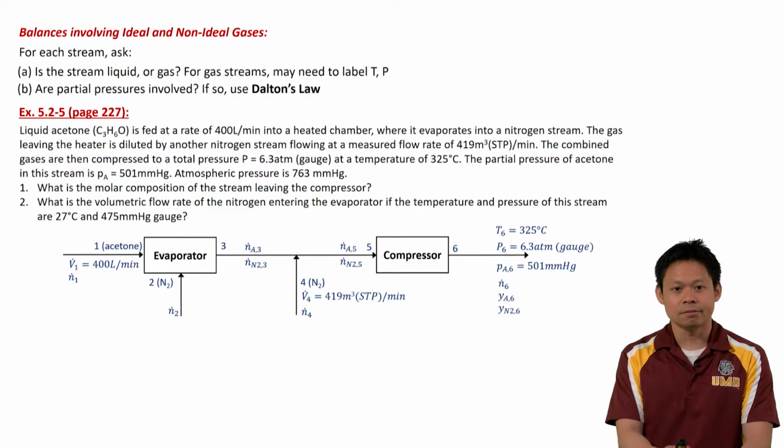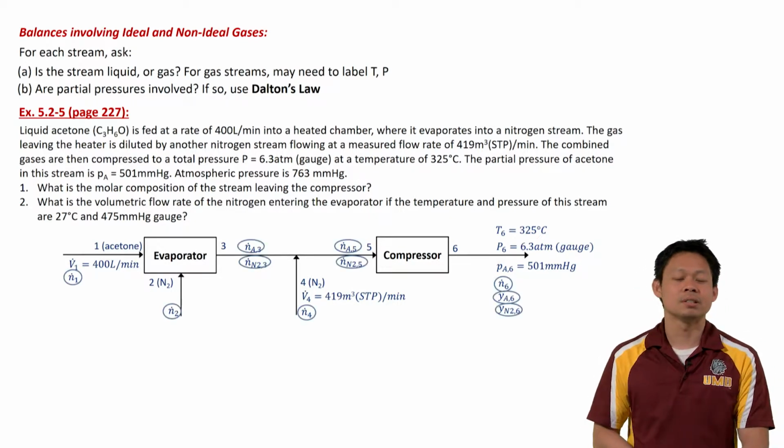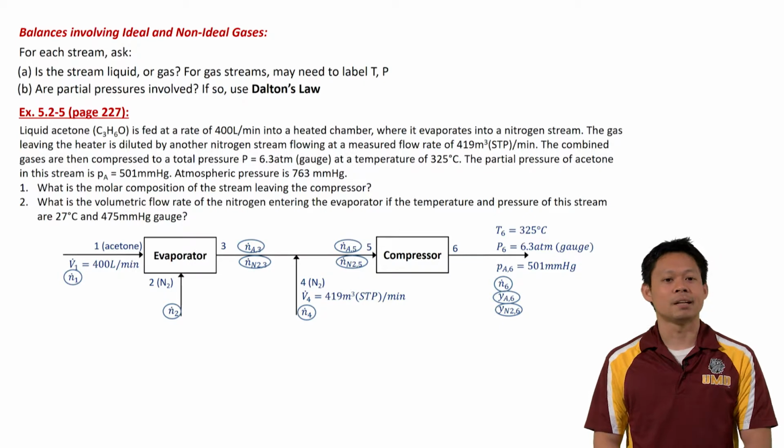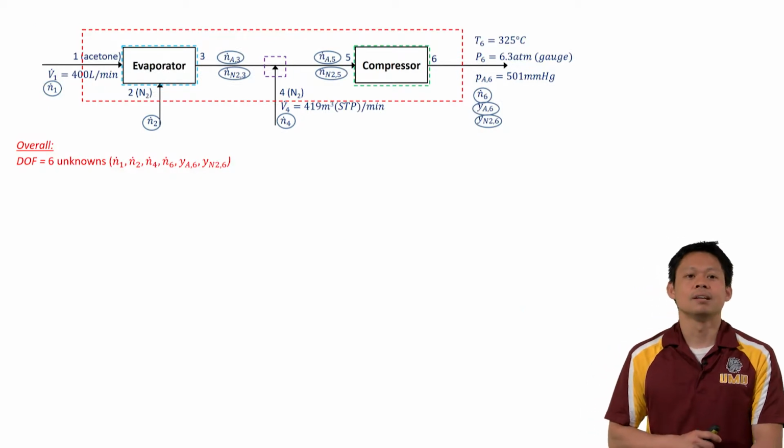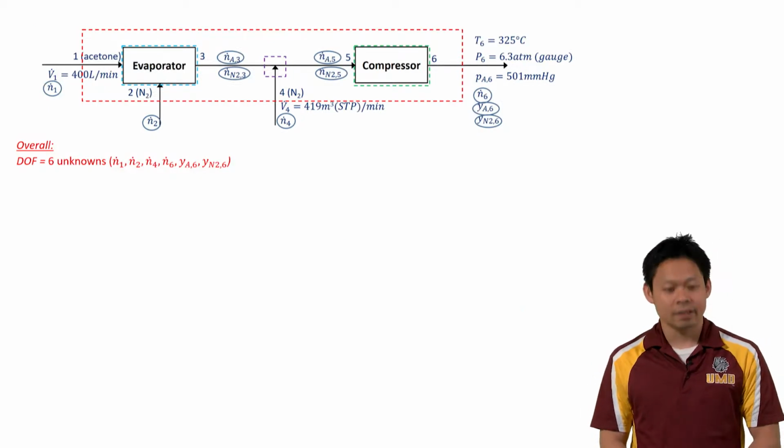All right, so here we have our fully labeled diagram. Let's circle our unknowns and now go ahead and do the degree of freedom analysis. We have an overall system, evaporator, compressor, and then we have a mixing point. So we have 4 different systems. Let's start with our overall degree of freedom.